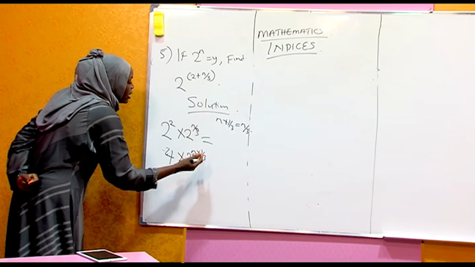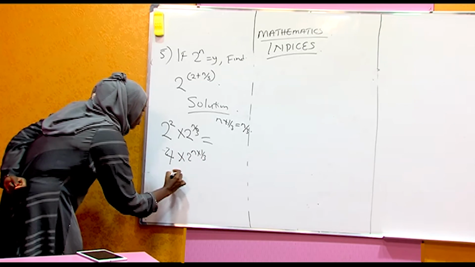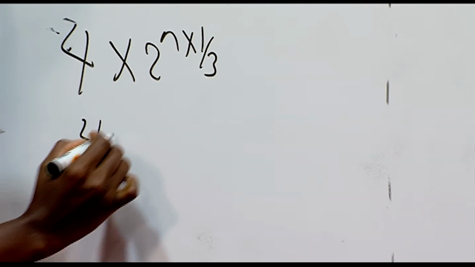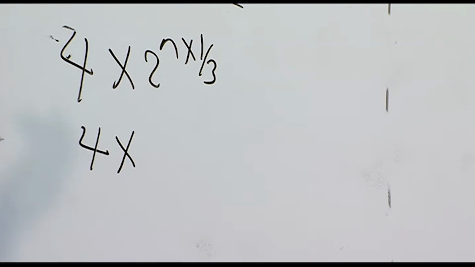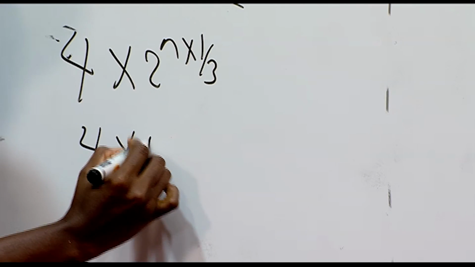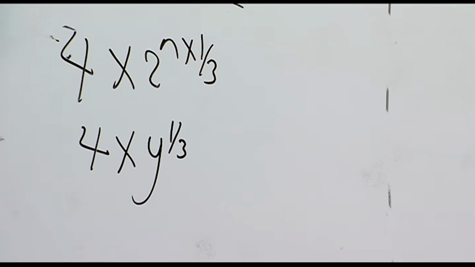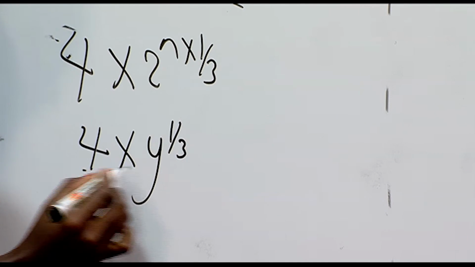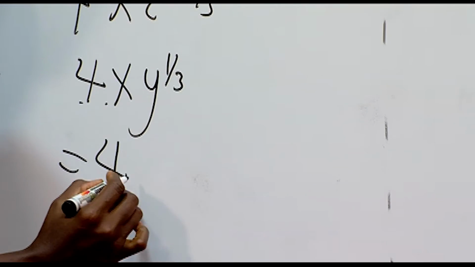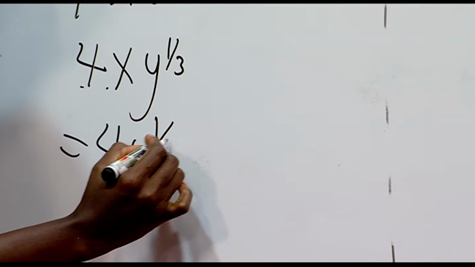So simply, now we have 4 times 2 raised to the power n, which is now y. Then the power of 1 over 3 is still there. Finally, our answer will be 4 times y raised to the power of 1 over 3, which gives 4y raised to the power 1 over 3.